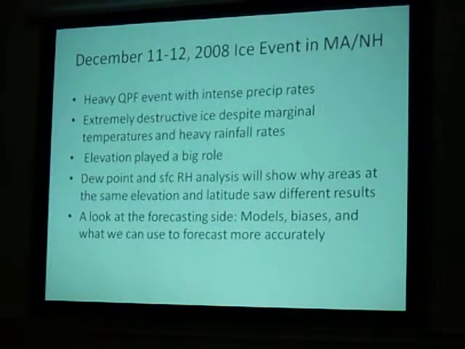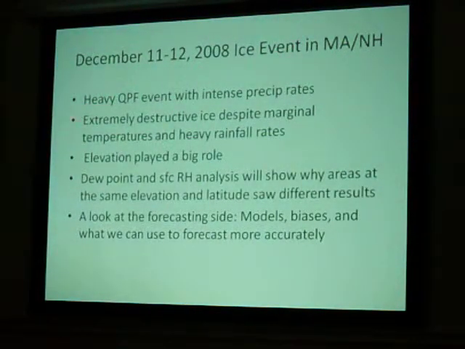A lot of the traditional ideas about ice were kind of thrown out the window in this event. This was a very heavy QPF event with intense precipitation rates, and despite that, it was still a ridiculously destructive ice storm. I mean, a lot of areas had 1 inch to 1.5 inches of ice accretion on the trees.